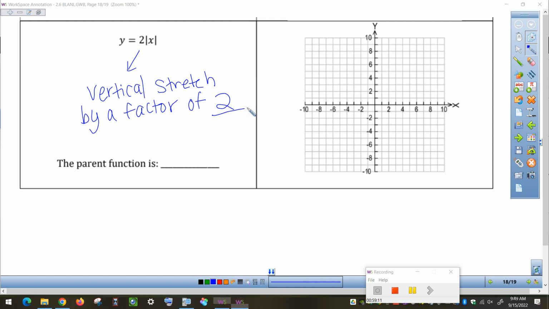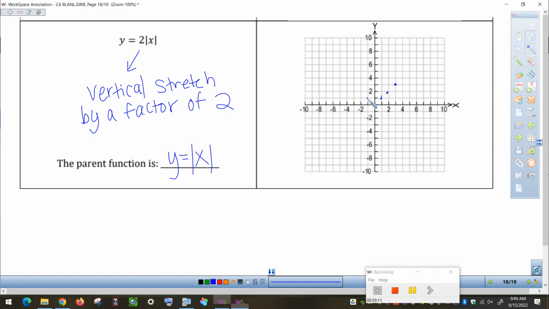If it was a fraction, you would say vertical shrink by a factor of 1/2, if you had a 1/2 in front. Or you can say vertically compressed by a factor of 1/3. So that's how we describe it. Parent function is absolute value of x.